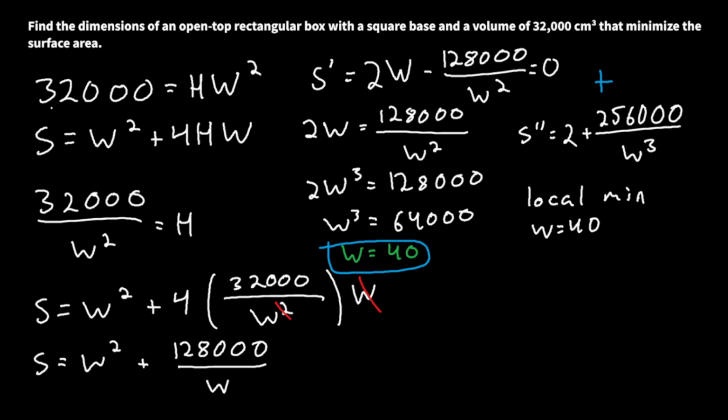So the height can be calculated using this function. 32,000 is equal to height times width squared. Width squared is 1,600. Right, 40 squared is 1,600. And if we divide 32,000 by 1,600, you should get a height of 20. And since we used cubic centimeters, the units will be centimeters in this case.